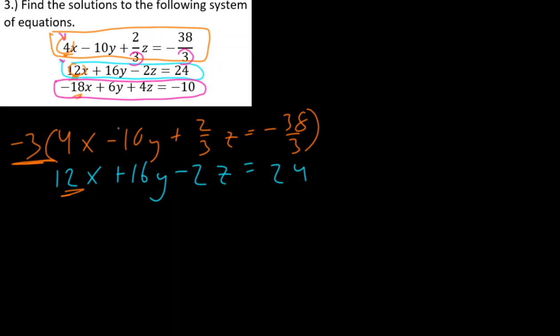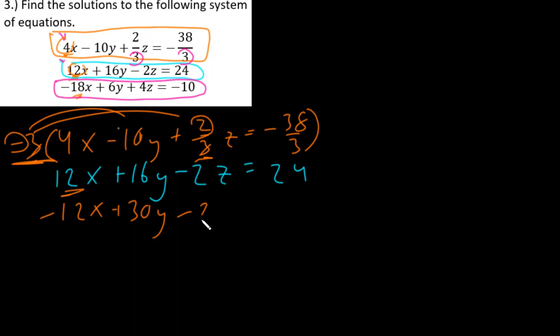So negative 3 times 4, we know, will give us negative 12x. Negative 3 times negative 10 will give us positive 30y. And negative 3 times 2/3z, guys, here's the trick. When your denominator is the same as your whole number, they essentially cancel. And we have this negative times this 2, it becomes negative 2z is equal to, and here we have negative 3 times negative 38 over 3. Guys, we know that a negative times a negative is a positive, and the 3 on top and the 3 on bottom cancel, leaving 38.